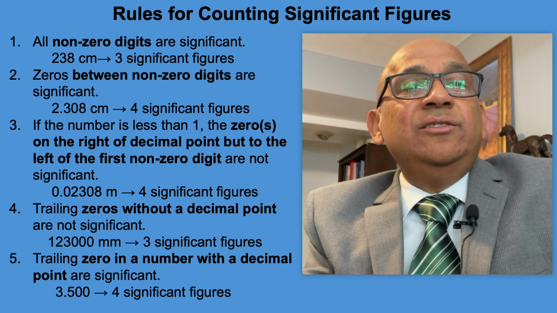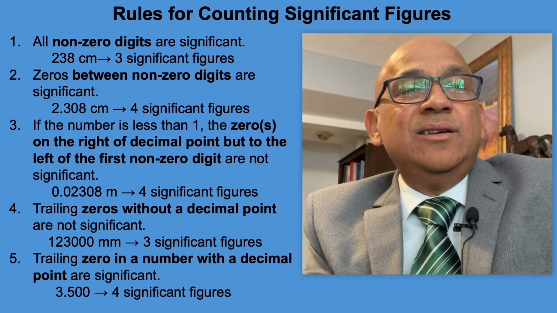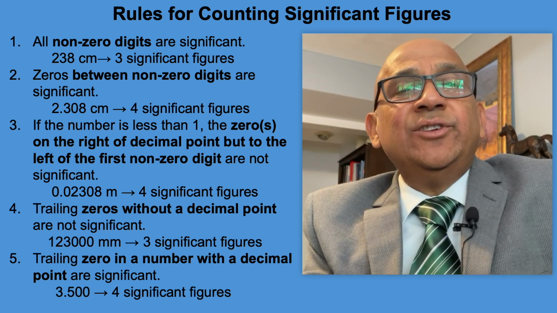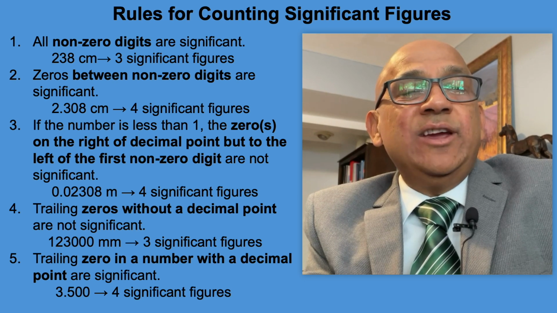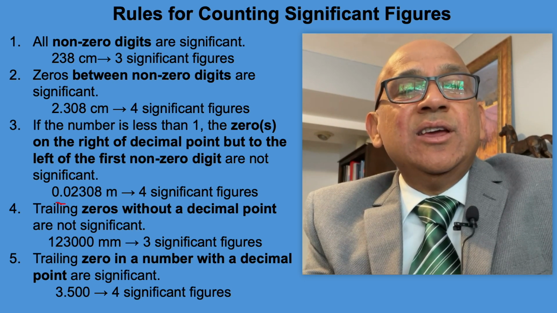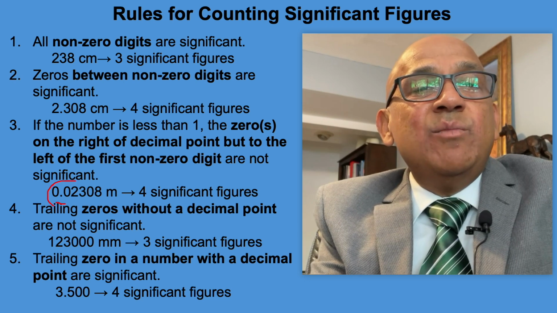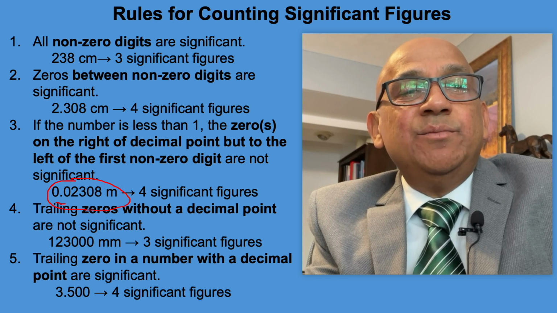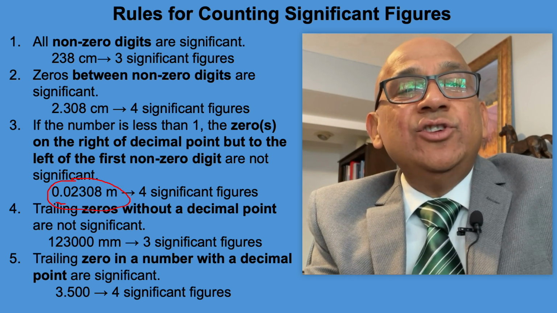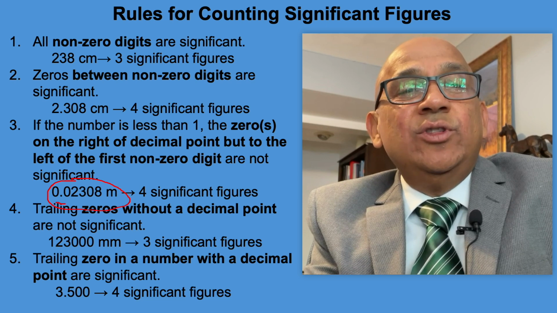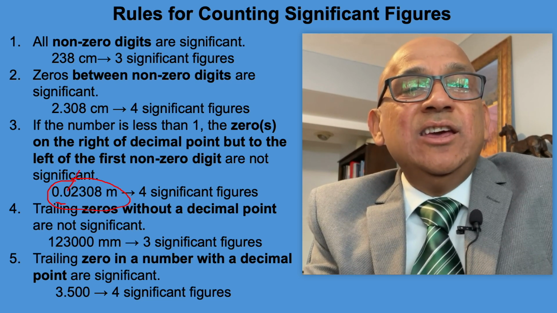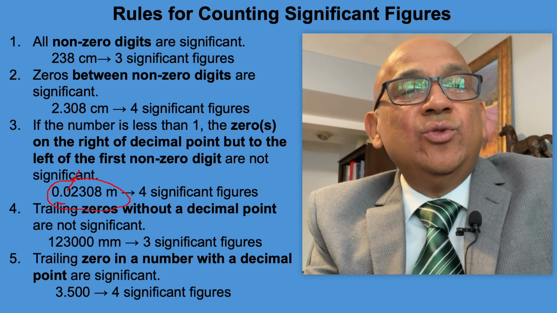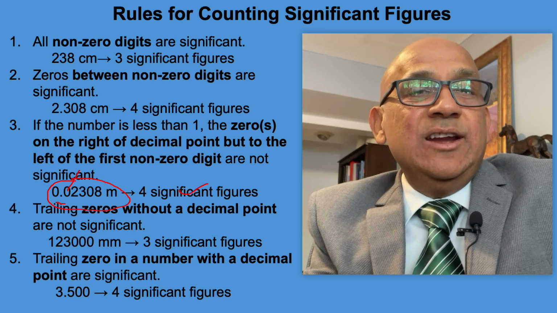Rule number 3 is that if the number is less than 1, the zeros on the right of the decimal point but to the left of the first non-zero digit are not significant. Let us look into this number. Here there is a zero which is to the right of this decimal point but to the left of any non-zero number, which is 2. So this 0 in this particular case is not significant. So overall, this number 0.02308 has only 4 significant digits.